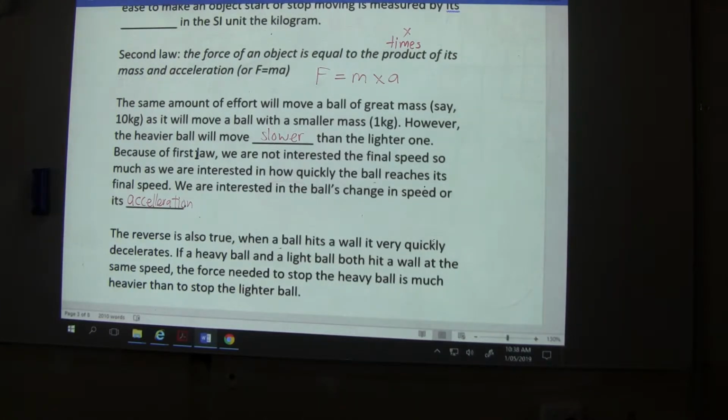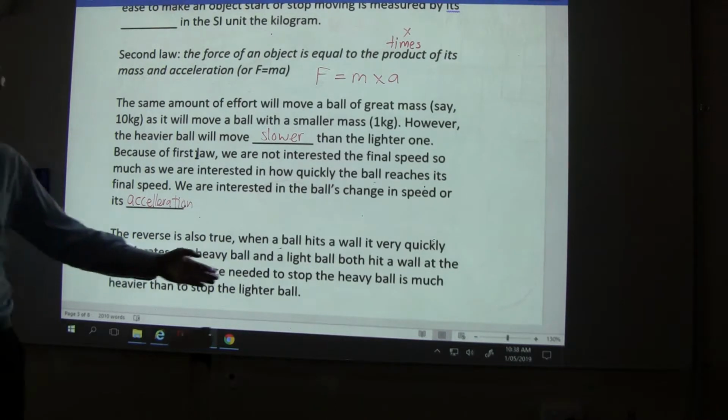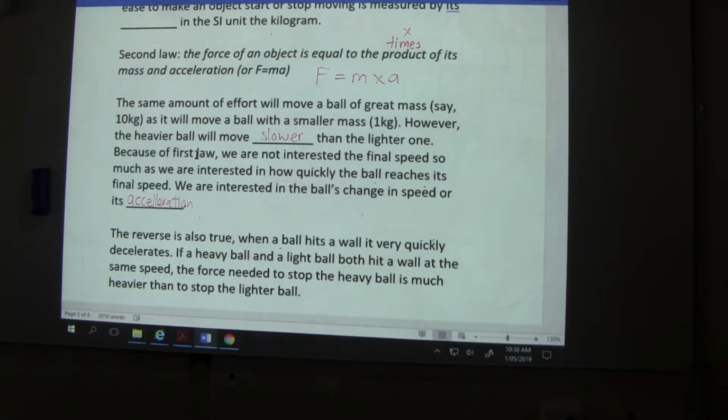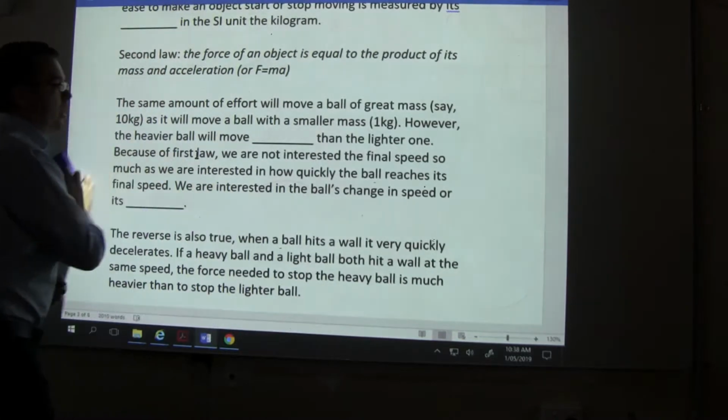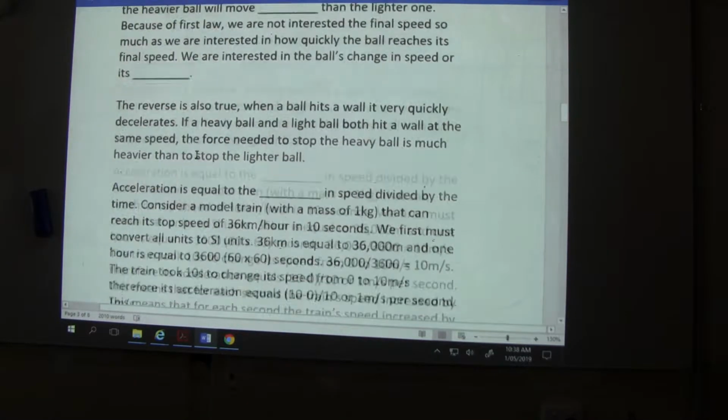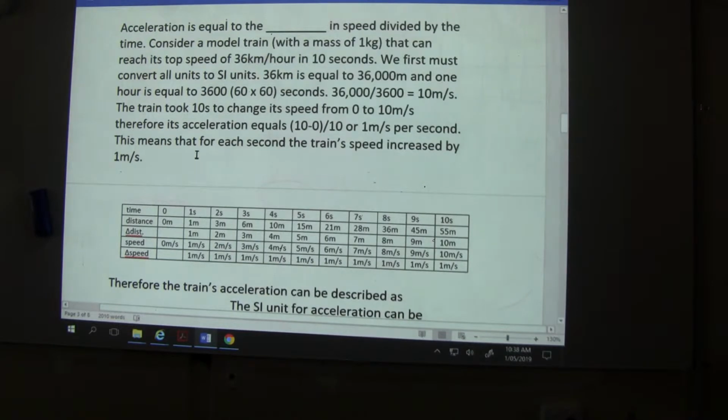Okay, let's hope that's spelled right. I'm about to rub it off anyway. The reverse is also true. When a ball hits a wall, it very quickly decelerates. If a heavy ball and a light ball both hit the wall at the same speed, the force needed to stop the heavy ball is much greater than to stop the lighter ball. It's only one L, there we go. Acceleration is equal to the change in speed divided by time.